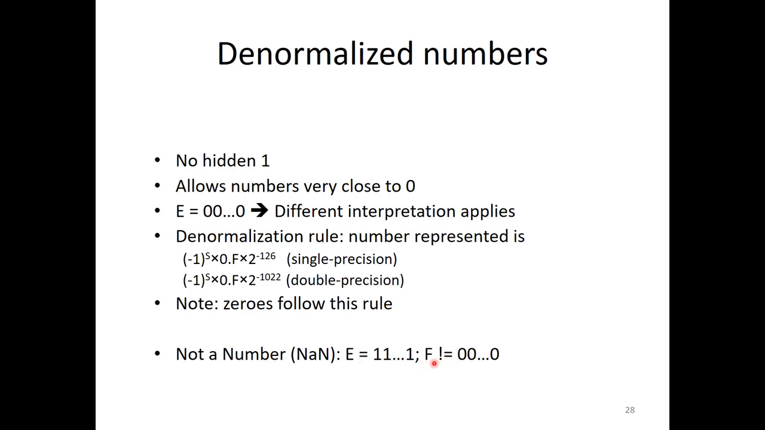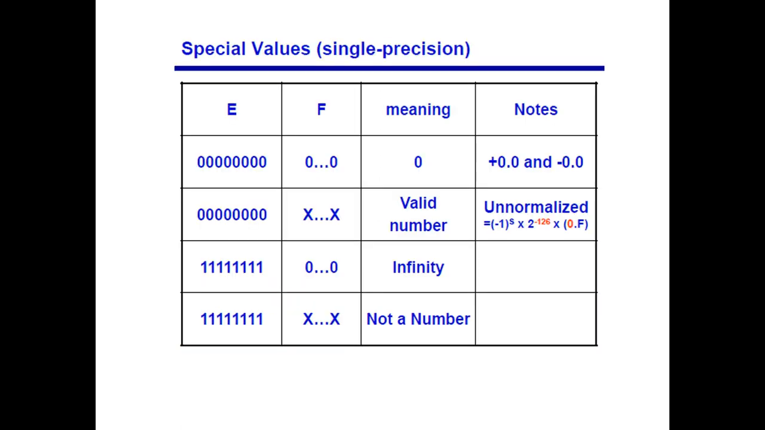If e is all ones and f is equal to zero, then this is infinity. But if e is all ones and f is not equal to all zeros, if there is a one in any place there, then in the computer it is called a not a number, NaN. So that is also special.